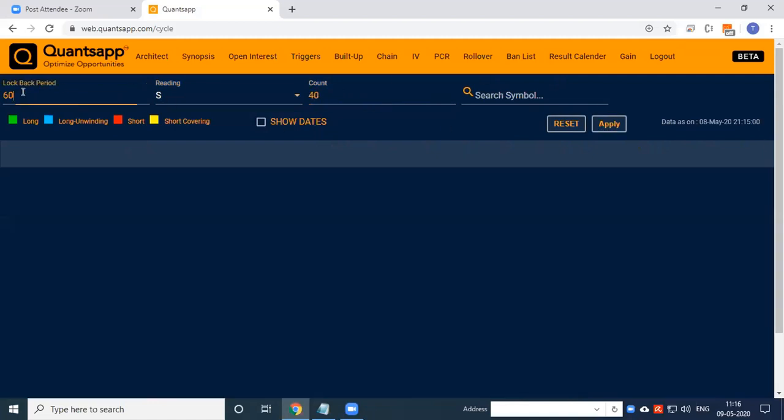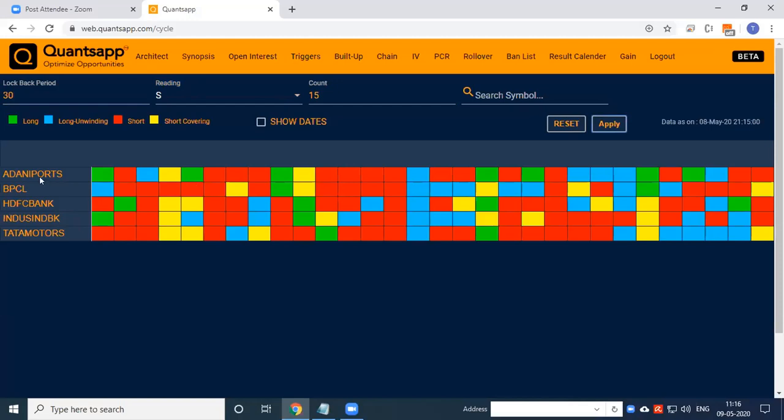none is there. Maybe I will just reduce my look back period. I say that in the last 30 days. So these are the trading days and these are not the calendar days. So the last 30 days, if I want to see where there is 15 on the short side and I apply, I can see the top 5 stocks where the shorts are getting accumulated. So those are like Tata Motors, then we have IndusInd Bank, BPCL. So we know where the internal shorts are getting created.